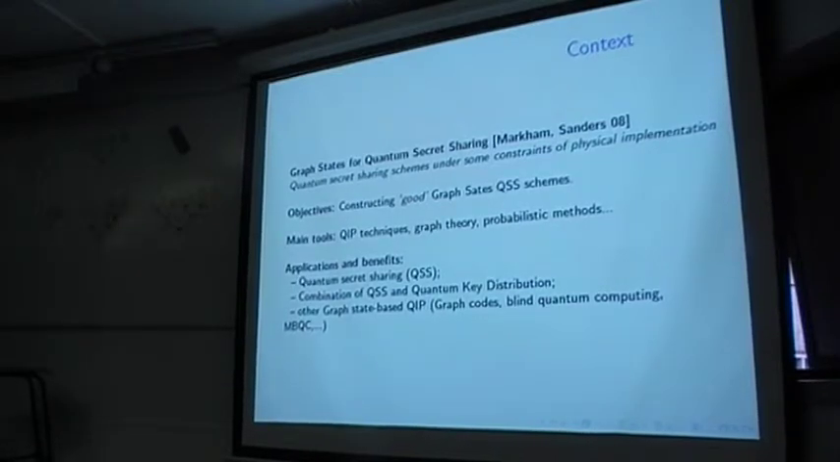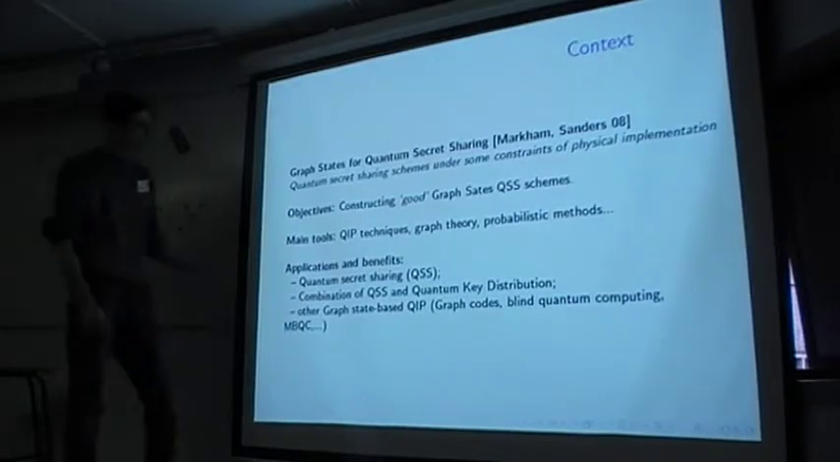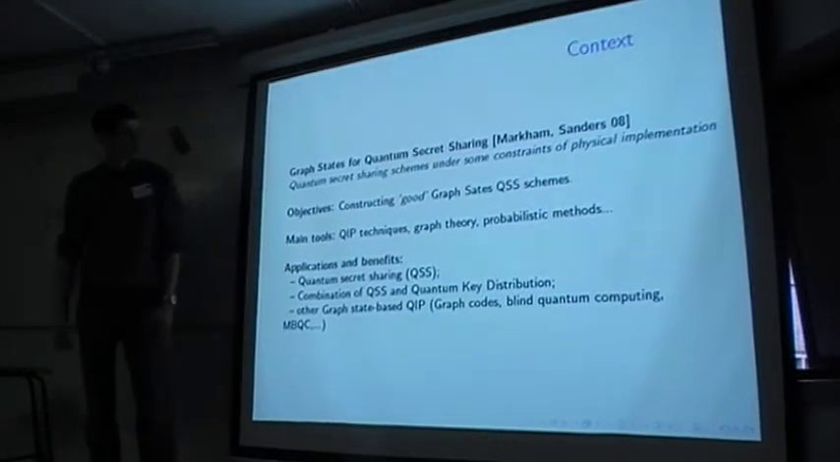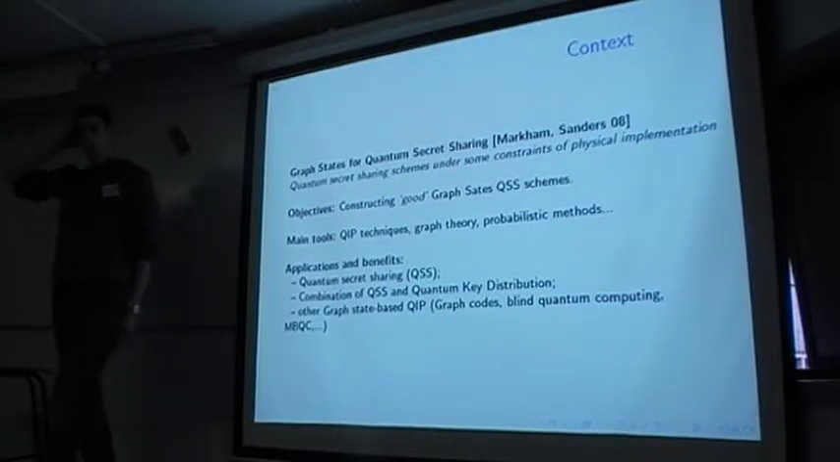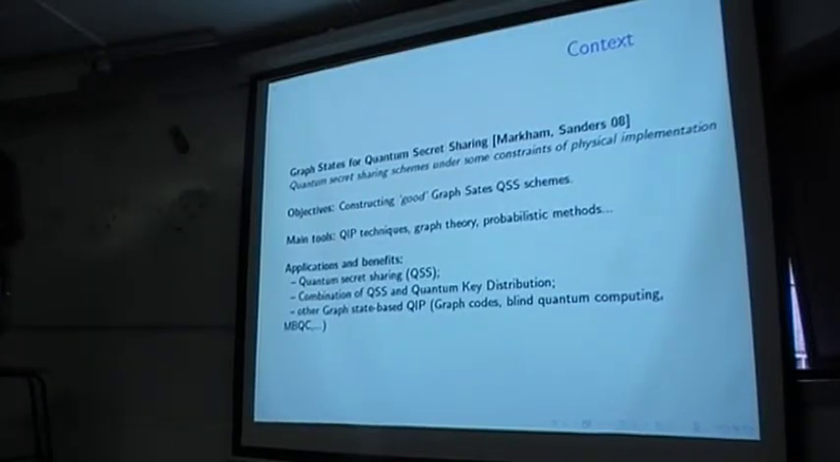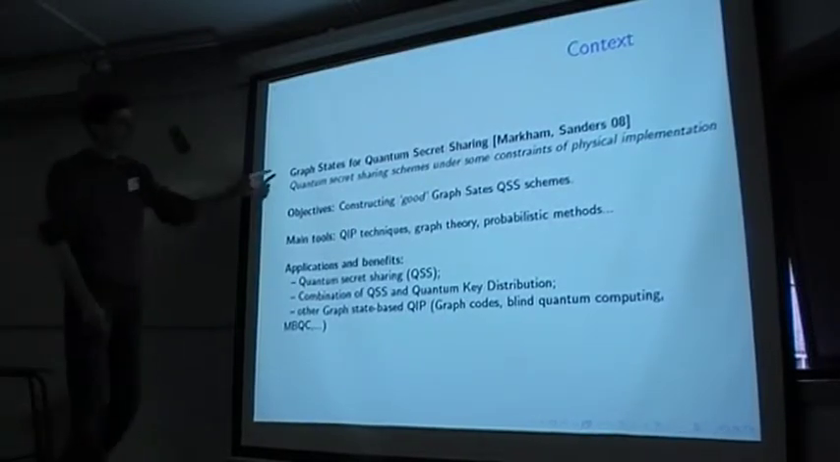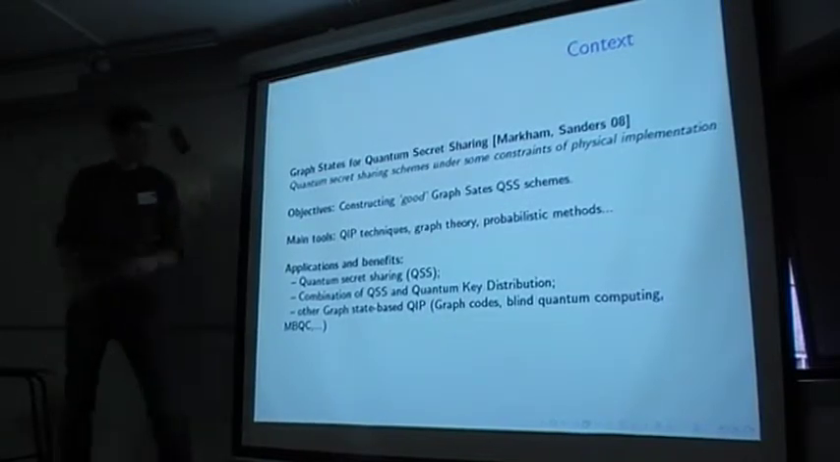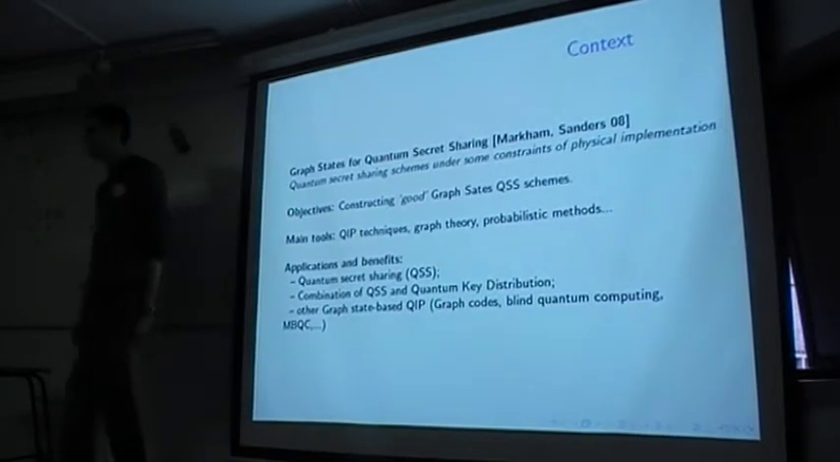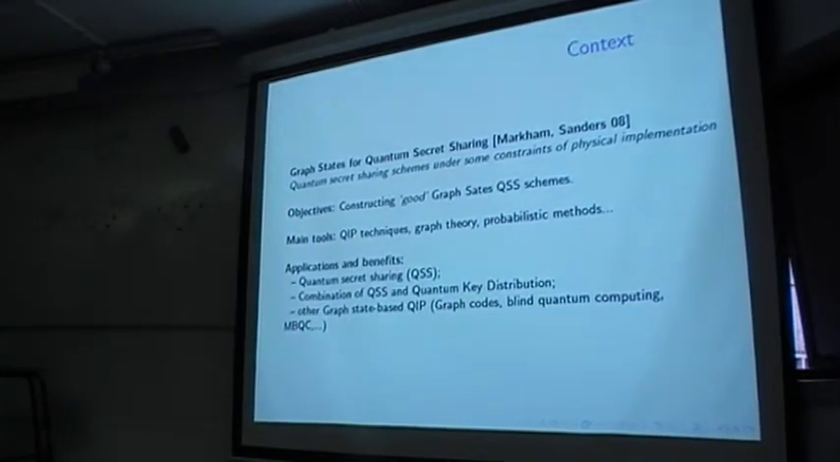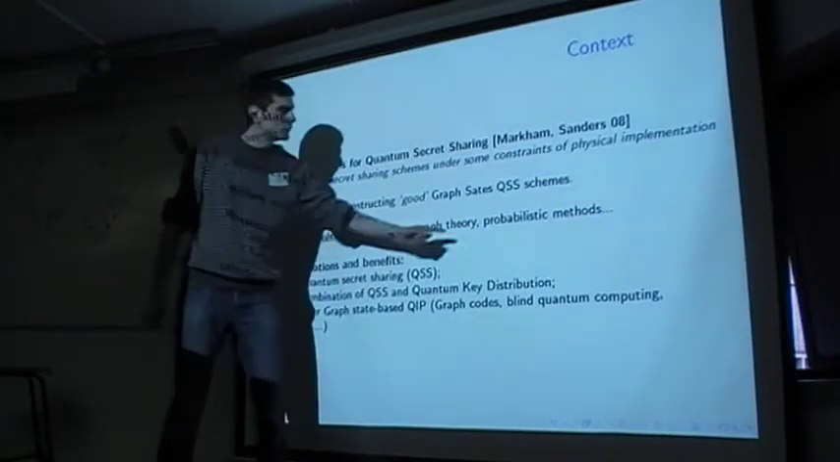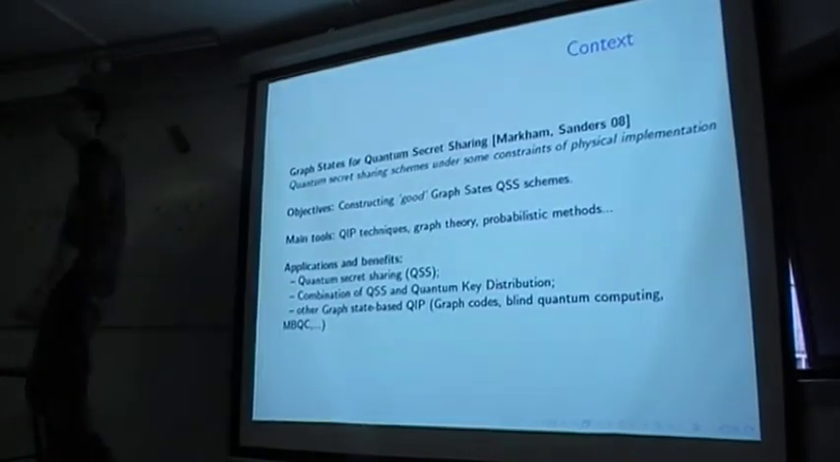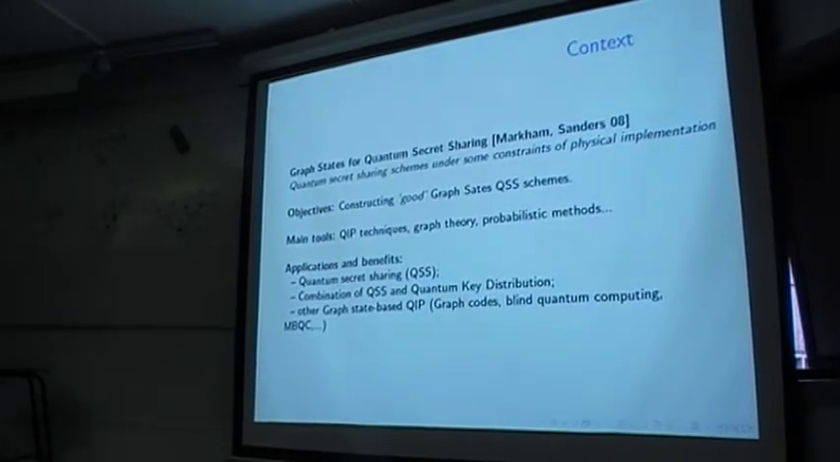The techniques we are going to use come from quantum information processing, including quantum cryptography, but thanks to the graph state formalism, we are working with graphs, and we are going to use lots of graph theory, as you will see. Don't be afraid about that. I will try to explain it carefully. We will also use probabilistic methods, like the Lovász local lemma, which is a very powerful tool, as we will see.